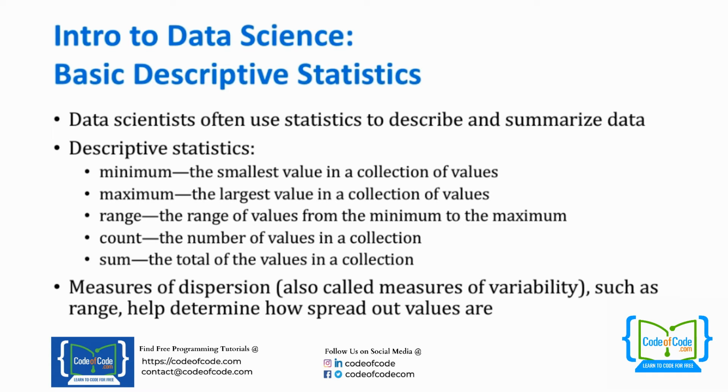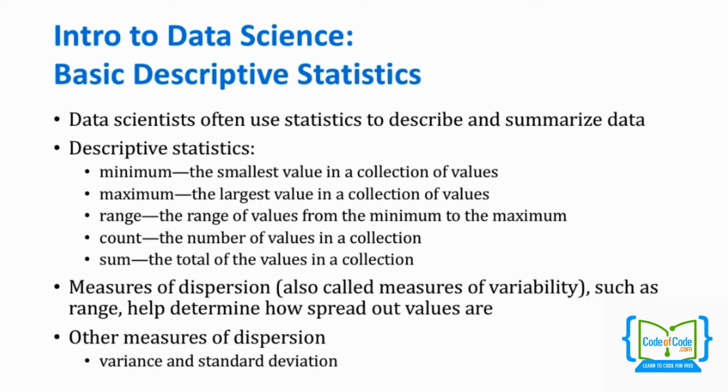There are also other types of basic descriptive statistics called measures of dispersion. Some people refer to these as measures of variability. Like the range, these help you figure out how spread out your values are. In the next lesson, when we get to its Intro to Data Science section, for example, we'll take a look at the measures of dispersion called variance and standard deviation. So again, we're going to focus on minimum, maximum, and range here.